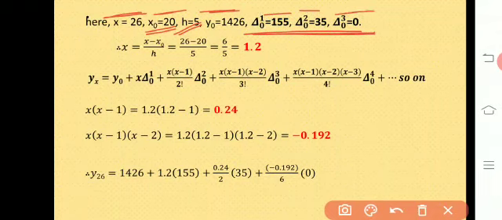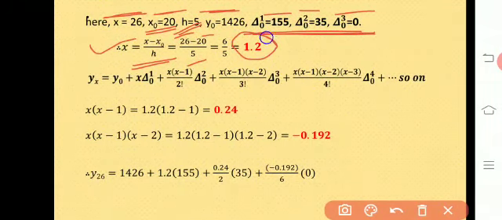Then we have to find the value of x, and we have the formula x equal to (x minus x0) upon h. Here x is equal to 26 minus x0, which is 20, divided by h, which is 5. If you simplify further, then you will get x is equal to 1.2.